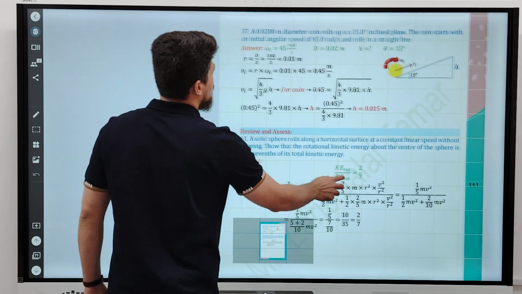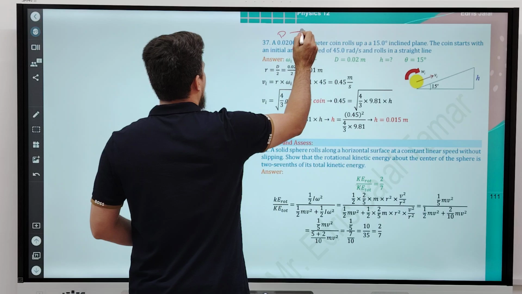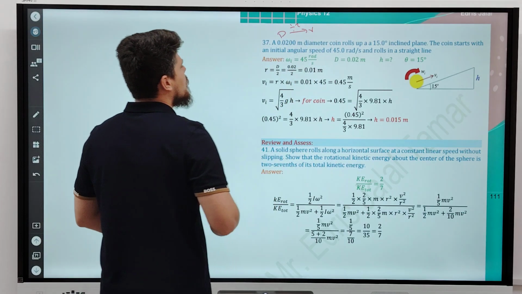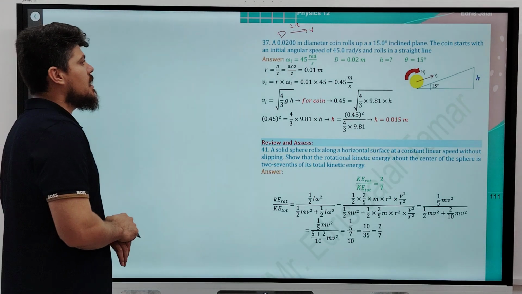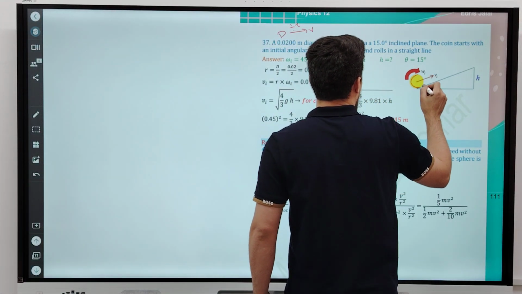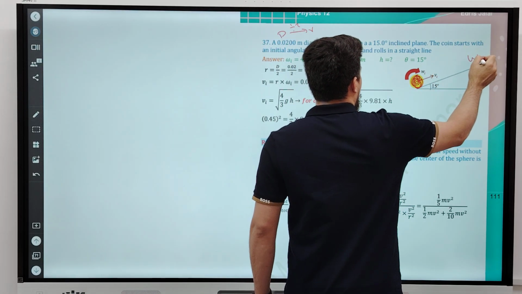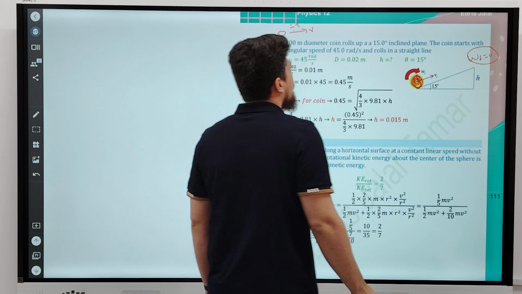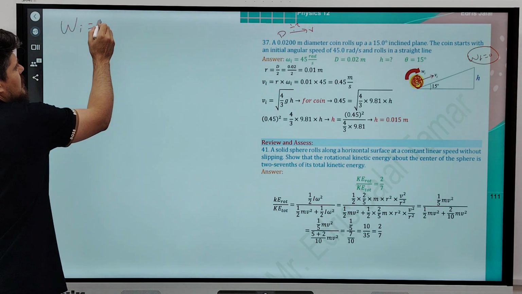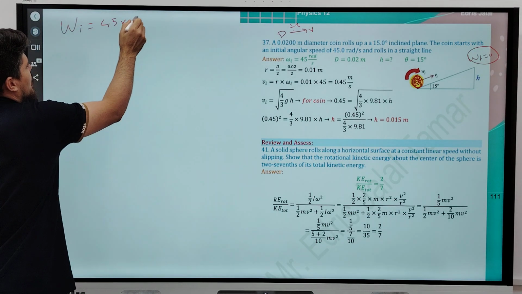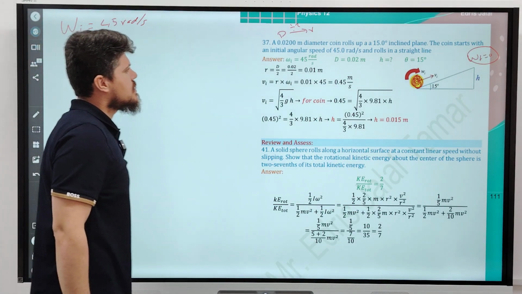Question 37. A 0.02 meter diameter coin. This is diameter. You have to convert to radius, divided by 2, which is equal to 0.01 meter. Coin rolls up a 15 degree incline plane. So in that case, the coin is rolling up. It's not rolling down. It's the same thing, but instead omega final becomes 0 at the top. The coin starts with an initial angular speed. Omega initial of the coin was given 45 rad per second. Rolls in a straight line. So there is some mistake in this question.